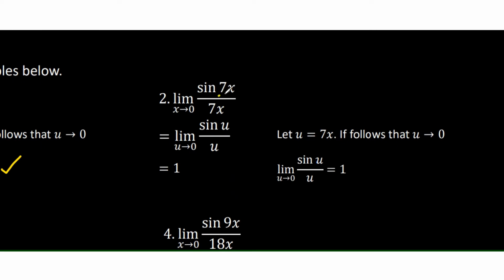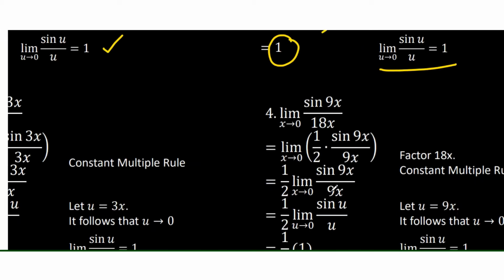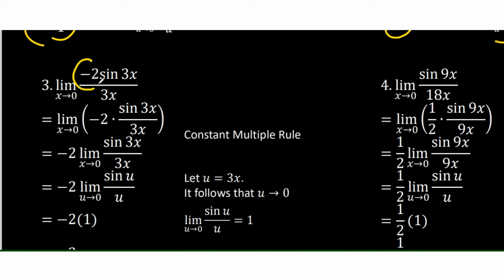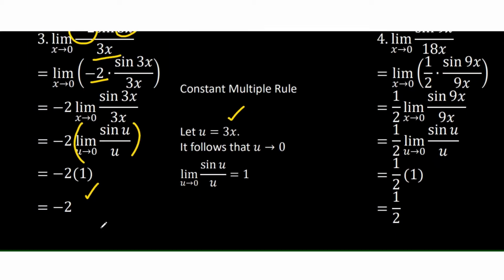On the second example, we have 7x and 7x. So they are now already the same, no? Regardless of not replacing that into u, that is immediately equal to 1. On the third example, we have negative 2 here, and this is already 3x, and the denominator is already 3x. So we just need to separate negative 2, and now simplify the sine u over u as u approaches 0. Well, we just let u be equal to 3x here. So negative 2 times 1 is negative 2.